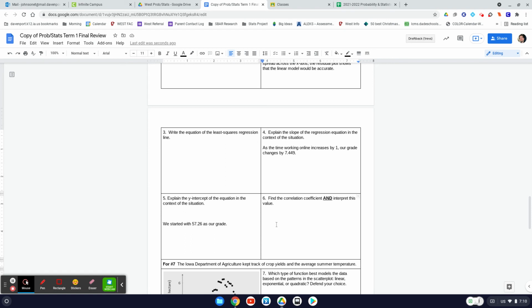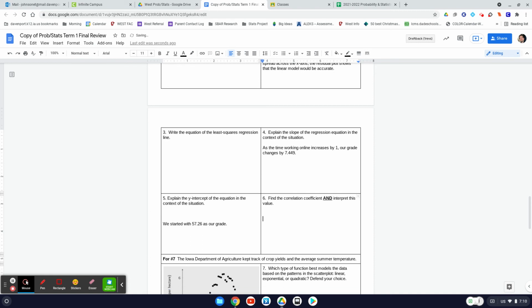Now in 6, it wants us to find that correlation coefficient and interpret this value. So that is our R. So R equals 0.8838, and so on. So then looking at our number line, that tells us that it is a strong, positive, linear relationship.